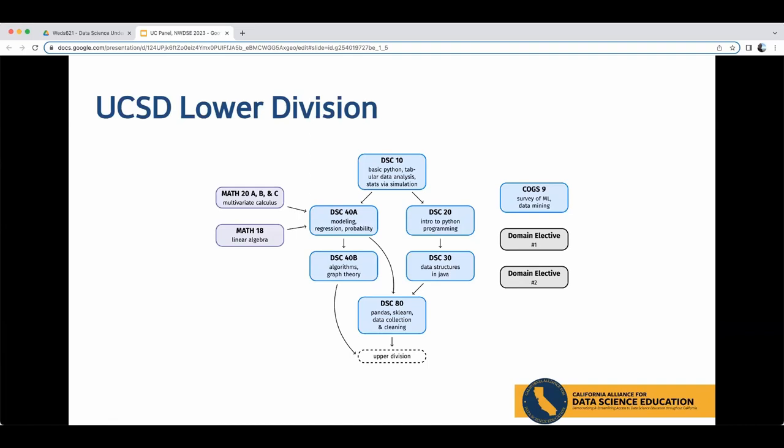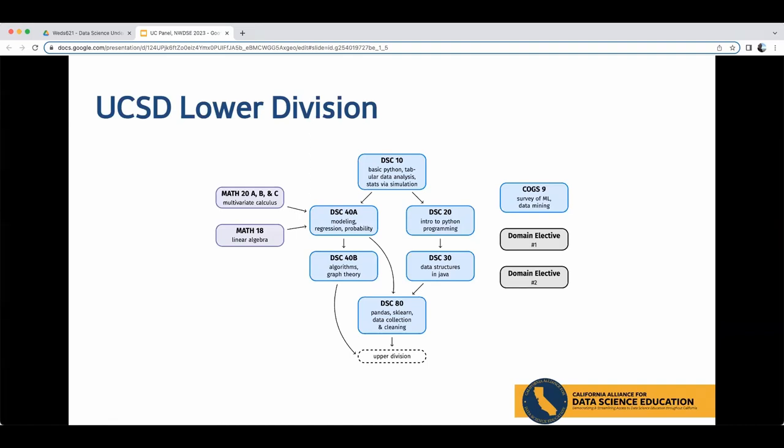They've taken multivariate calculus. It's not enough. They need refreshers on it in 40A. So I think of it as a math methods course where we go back and we say that, the gradient, here it is in the context of data science. Okay.